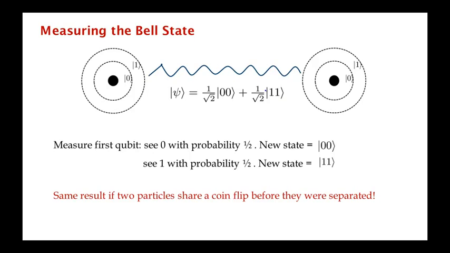Well, it turns out that it's not so simple. And in the next video, we'll talk about the EPR paradox, or the Einstein-Podolsky-Rosen paradox, which shows you just how strange entanglement is.